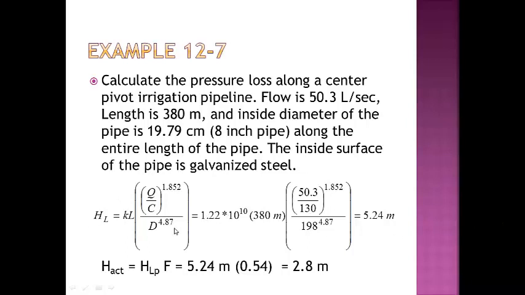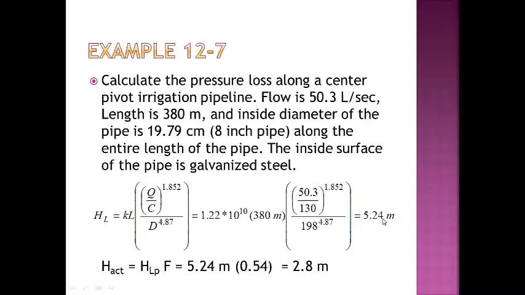And so we just, this is a constant. This is the 380 meters. Here's the flow rate Q, 50.3. This is the Hazen-Williams C coefficient, which for center pivot pipes expresses the roughness and is about 130, at least for new ones. And then the diameter is 198 millimeters, or 19.79 centimeters, but in this equation it's millimeters.